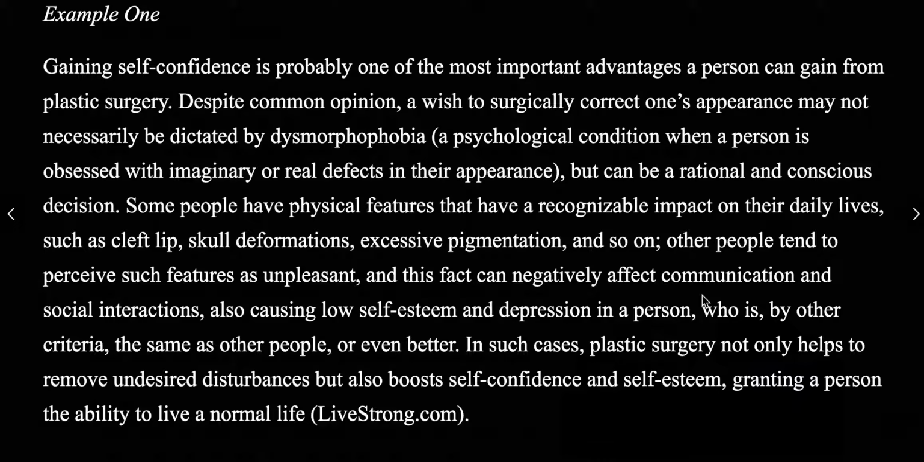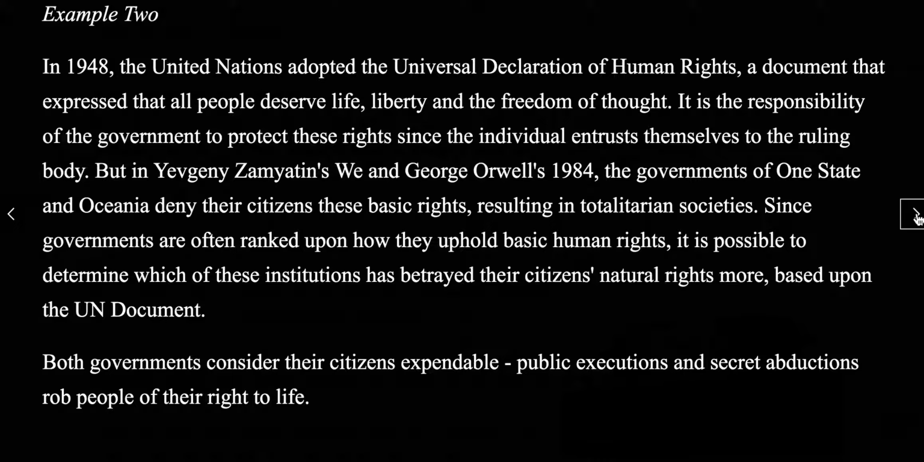So let's look at the second example. In 1948, the United Nations adopted the Universal Declaration of Human Rights, a document that expressed that all people deserve life, liberty, and the freedom of thought. It is the responsibility of the government to protect these rights since the individual entrusts themselves to the ruling body. But in Evgeny Zamyatin's We and George Orwell's 1984, the governments of One State and Oceania deny their citizens these basic rights, resulting in totalitarian societies.